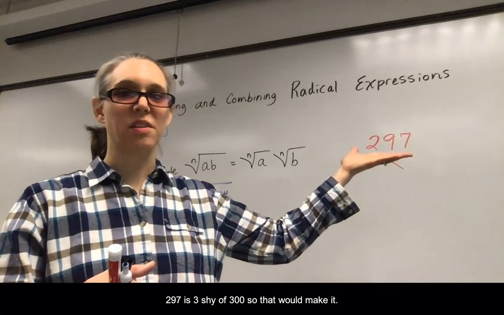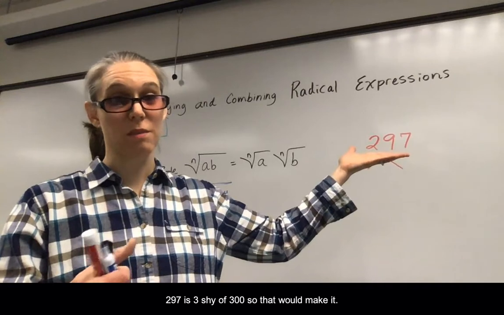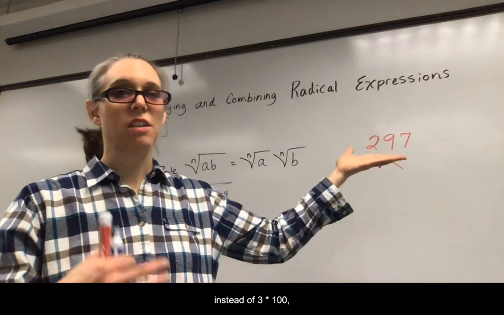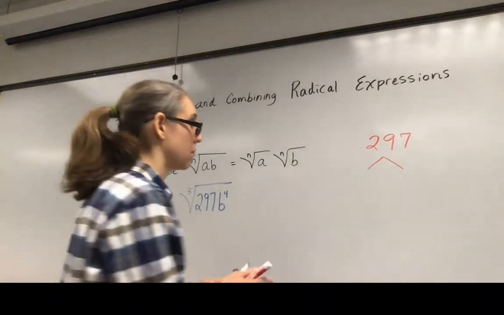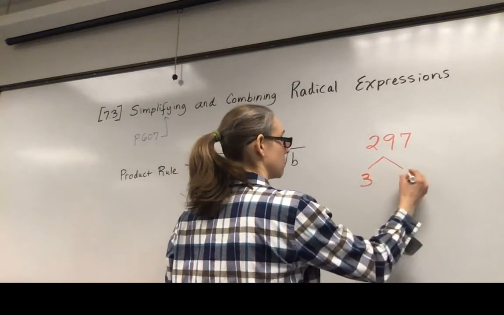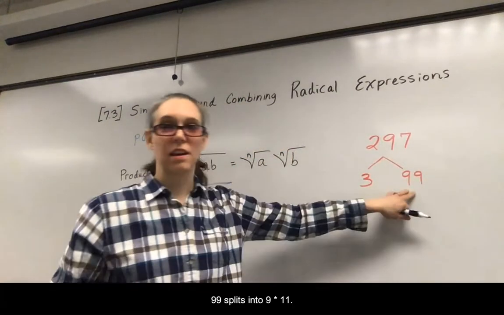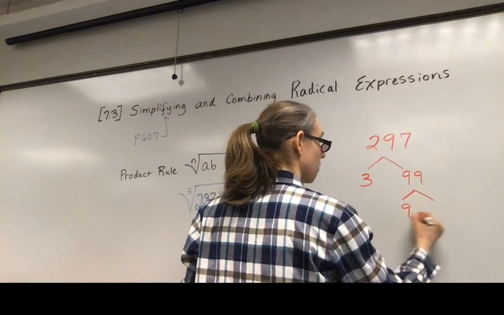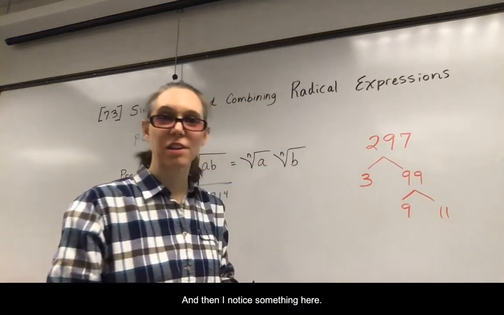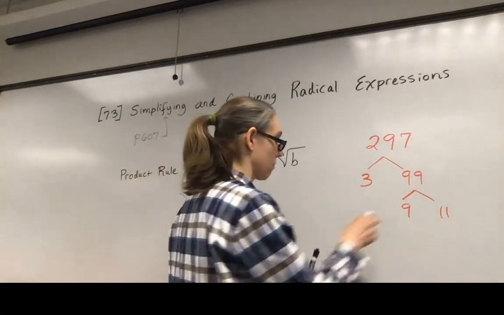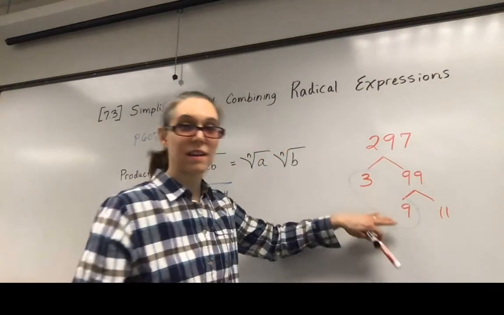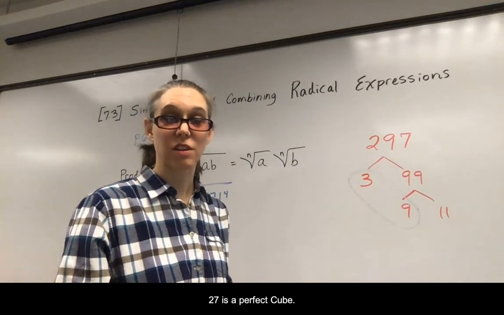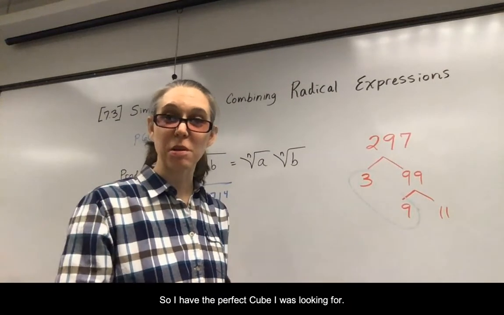Well, 297 is 3 shy of 300. So that would make it, instead of 3 times 100, 3 times 99. 99 splits into 9 times 11. And then I noticed something here. 9 times 3 is 27. And 27 is a perfect cube. So I have the perfect cube I was looking for.